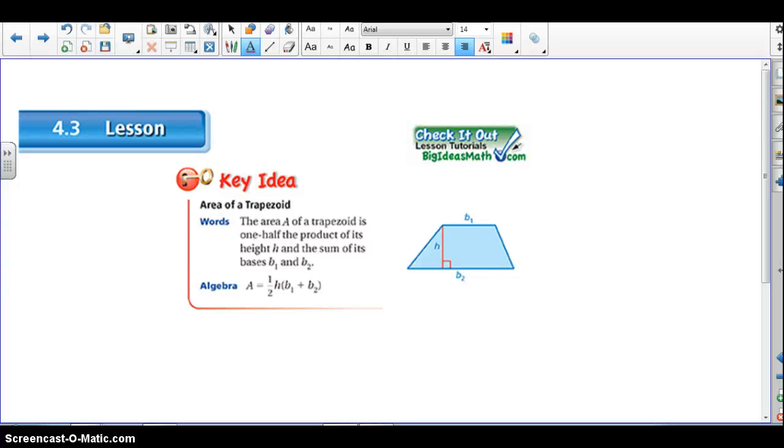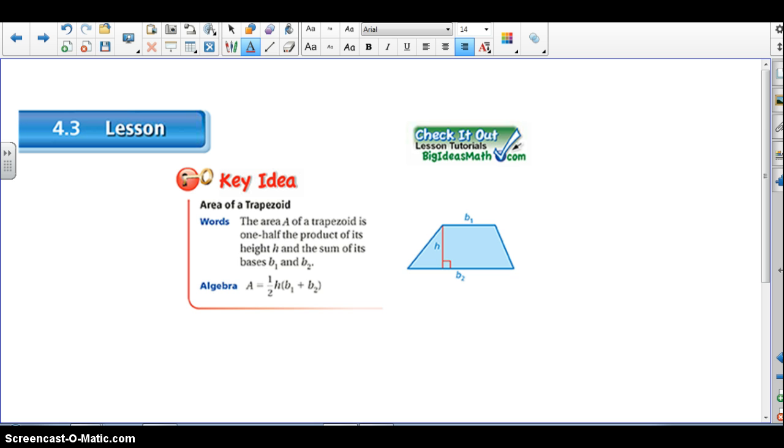Lesson 4.3. The goal is to find the area of a trapezoid. Remember your target is, I can find the area of special quadrilaterals by breaking them into triangles, and then apply these techniques in the context of solving real world and mathematical problems.